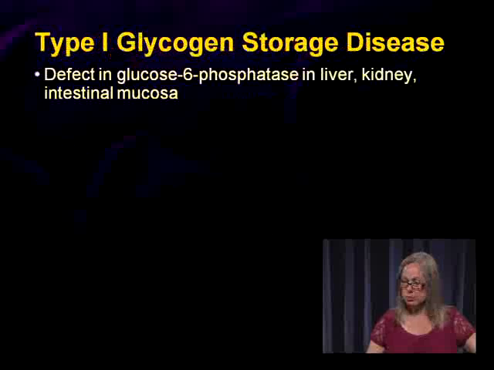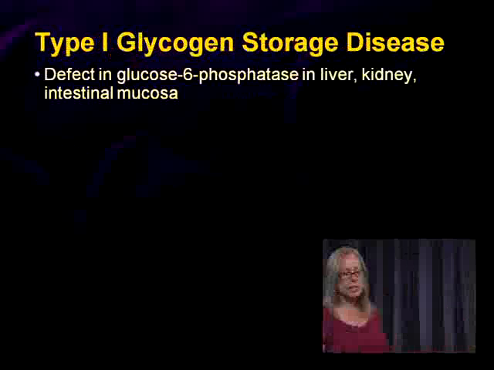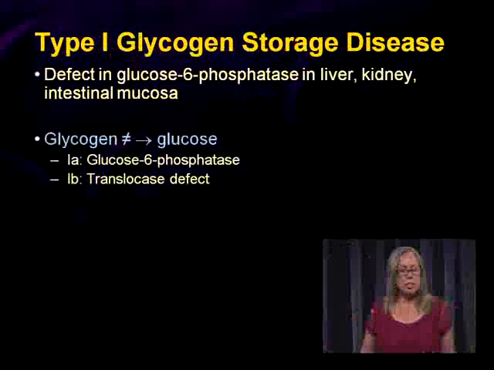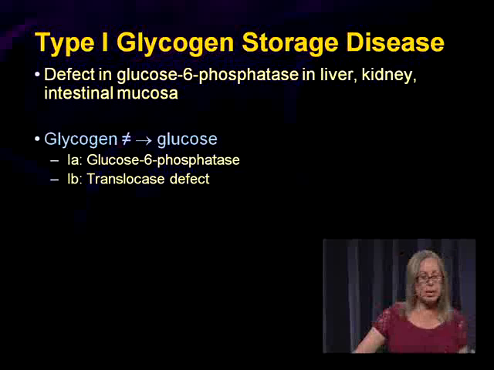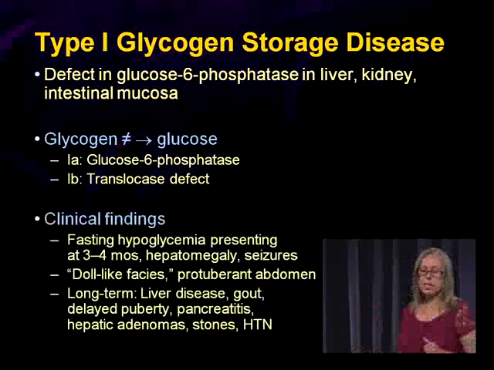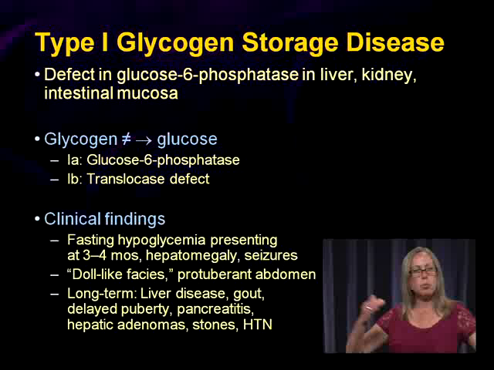So again, this is a defect in glucose 6-phosphatase in the liver, kidney, and intestinal mucosa. So you store your glycogen, but you can't get it back out for glucose. 1A is glucose 6-phosphatase. 1B is a translocase defect. So you have fasting hypoglycemia presenting at 3 to 4 months of age, when you're starting to try to wean off and trying to get some sleep as a parent.